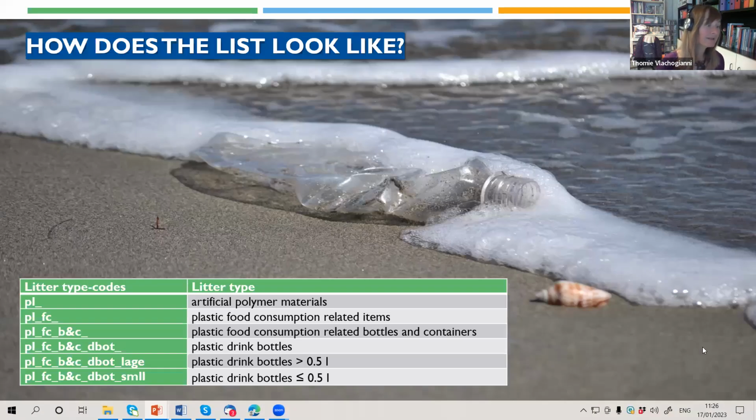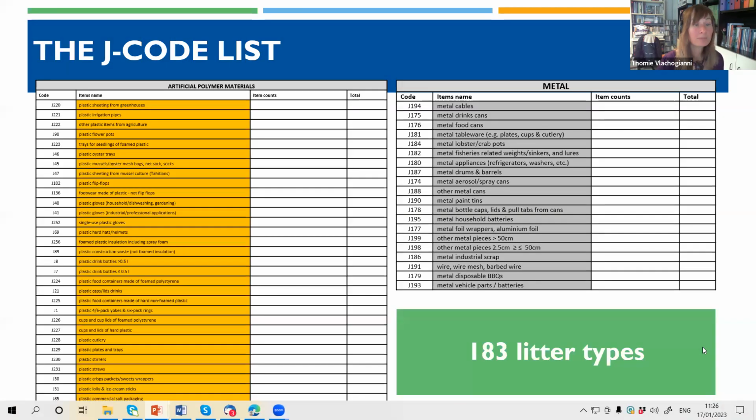And this is how the list looks. All of you will receive this list and the manual for its application, so I will not go into further detail, but just give you an overview. The list with the items in the sixth layer has 183 items. And this is in fact the highest level of detail that can be recorded with a joint list, and this most detailed list is entitled the J-code list.